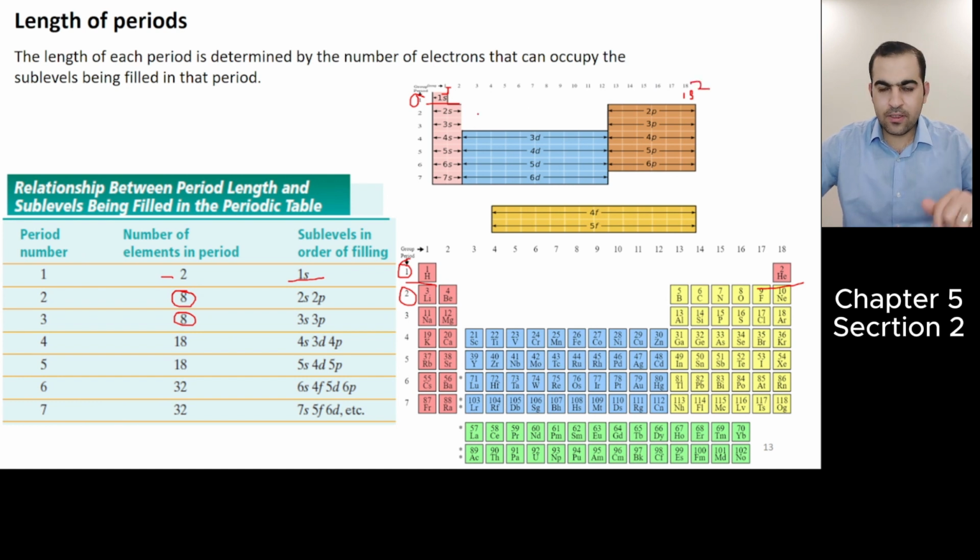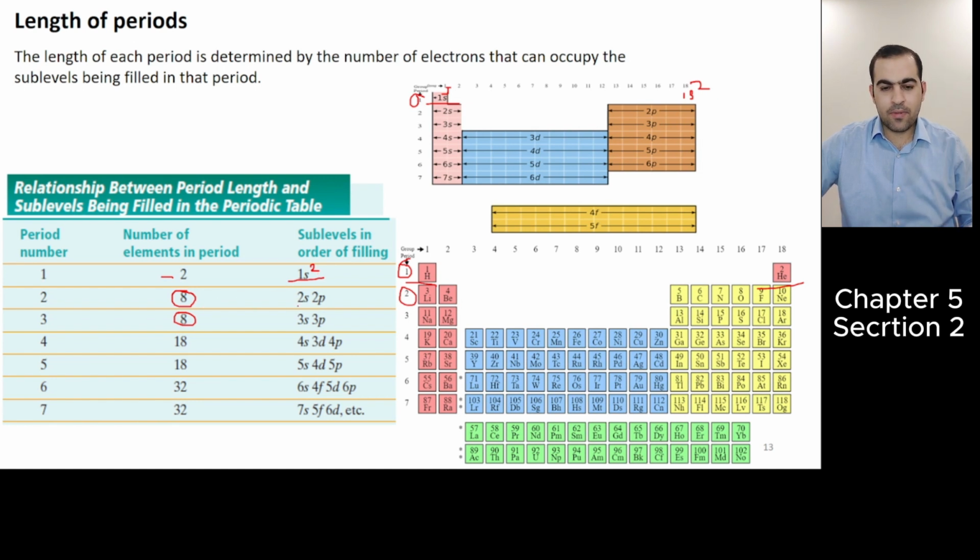So in the first period, just 1s is going to be filled. So 1s when it's filled can hold maximum 2 electrons. So there are 2 electrons. So there's a similarity between the number of electrons in the sublevel and the number of elements in that period. When 1s is filled it can hold maximum 2 electrons, and 2 electrons means there are 2 elements in that period. So there's a relation.